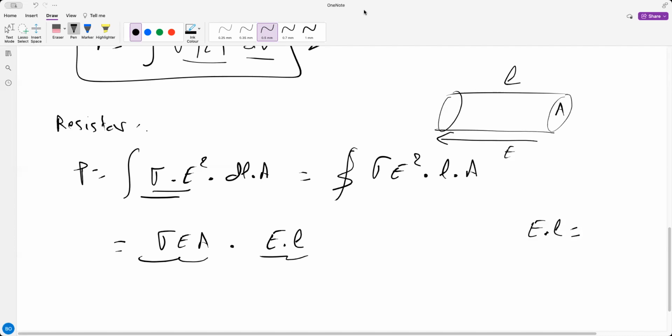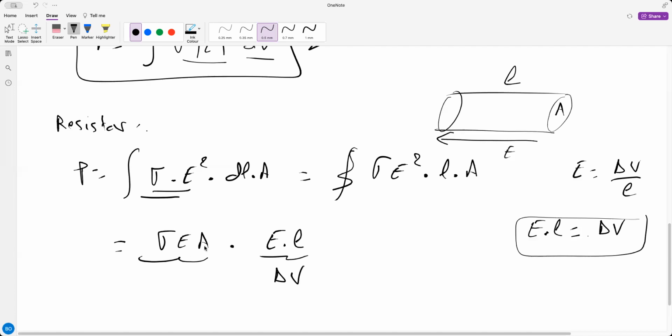Any idea? How do you apply an electric field to this copper cable? If I want to apply an electric field. Exactly, so you apply a potential difference, yeah. And the electric field is equal to delta V over the length. So this quantity is delta V, the voltage.